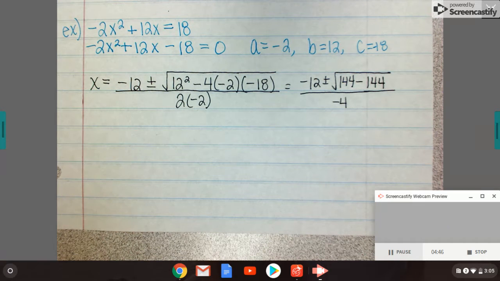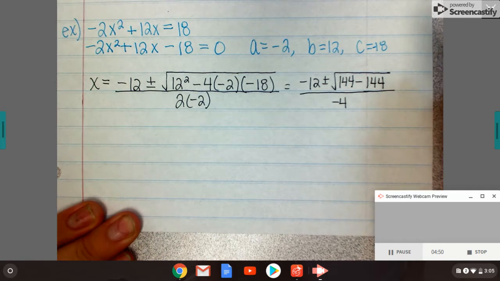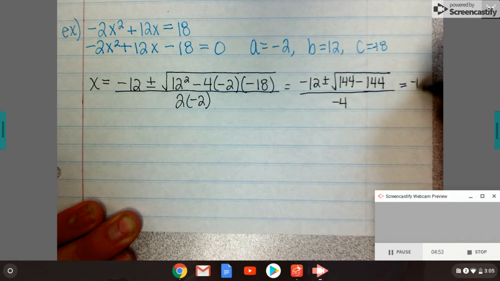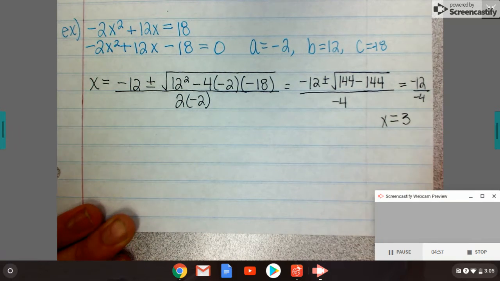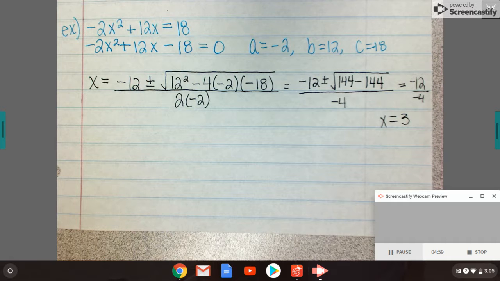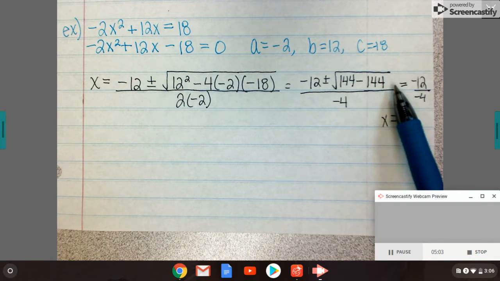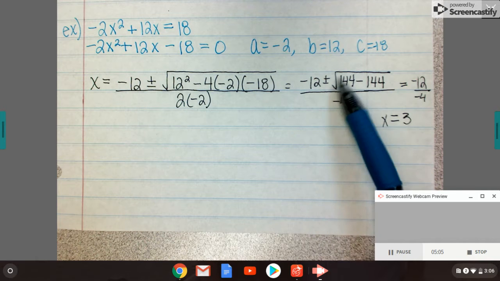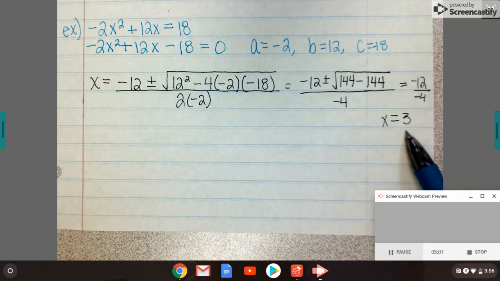Underneath my radical, those are going to go away and be the square root of 0. So that's going to end up going away. So I've got negative 12 over negative 4. So I just have one answer here, x equals 3. So again, inside my square root, that went away, and the square root of 0 is 0, so that all went away there. And I just have one answer.